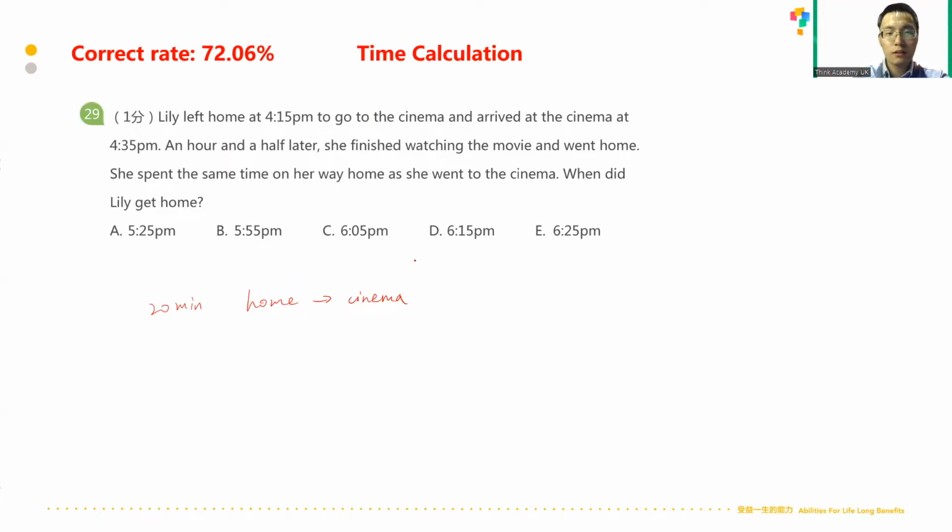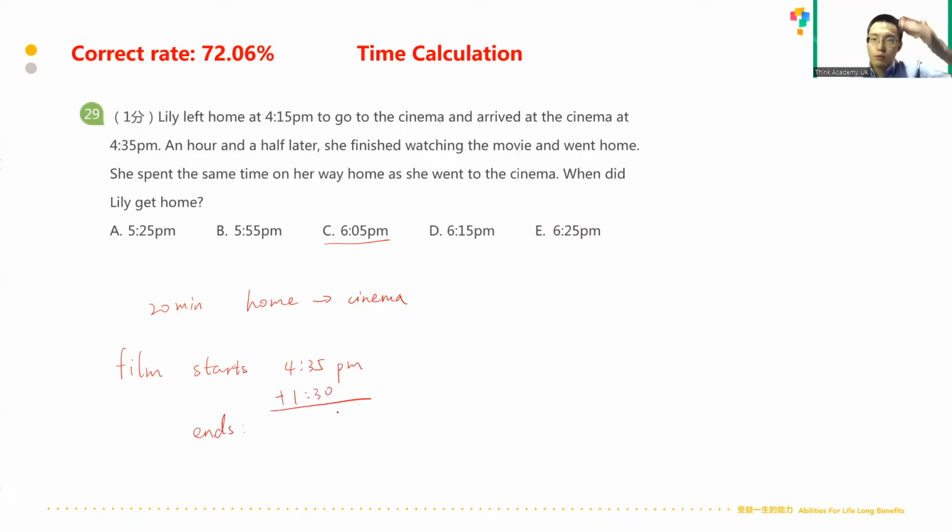Most of the students got 6:05 as the answer, which is wrong because Lily cannot teleport like Doctor Strange, like teleport back home using a sling ring, right? She cannot. She has to walk home. So she will need at least 20 minutes to walk from cinema to home. Yeah. So let's have a look. The movie starts at 4:35 p.m. And after an hour and a half, it ends. So it ends at 4:35 plus 1 hour and 30 minutes.